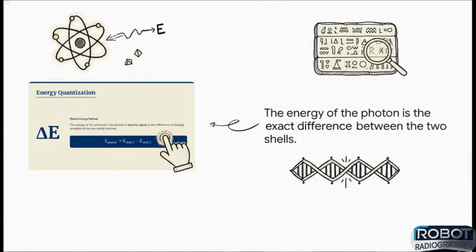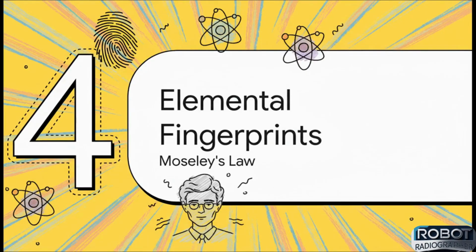And this formula, this is basically the Rosetta Stone for decoding the atom's message. The energy of that little photon is exactly the difference between the energy levels of the two shells involved. It's a fixed, predictable calculation, and that right there is the key to the entire code. And this brings us to the big reveal. How does this precise energy code connect to the actual identity of the atom itself?